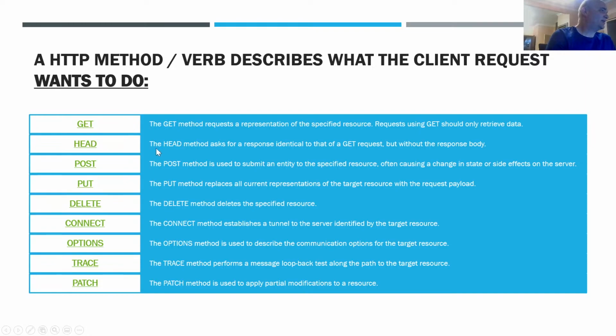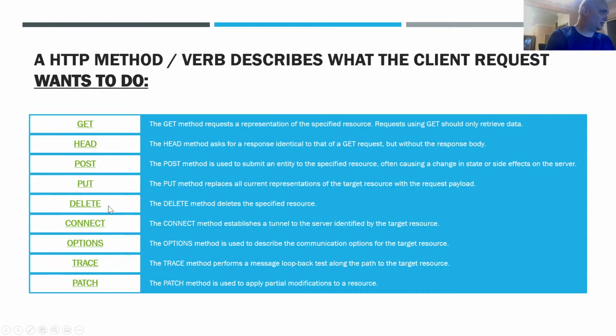Head basically just gives me some additional information about the request. Post is a very important one because that allows me to actually push data, or basically send data, to a server from a client. Between all of these, the most common are get and post. You can have a look at the other ones, and they have their own uses and functions, but most of the time when you're writing applications, you'll use get and post.